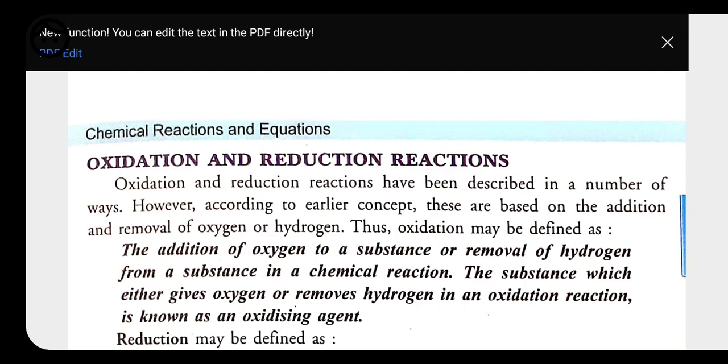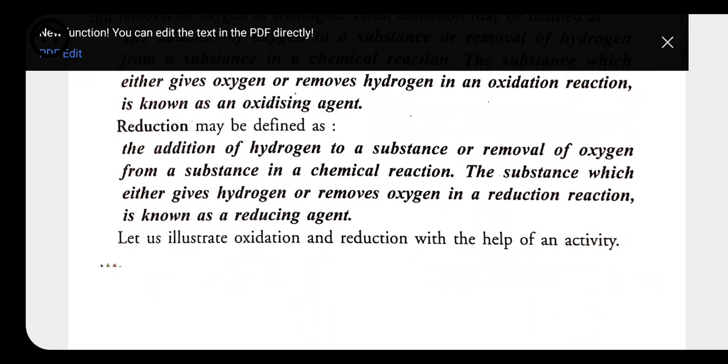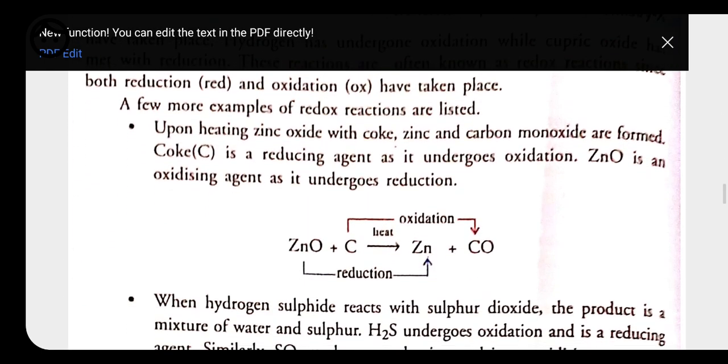So here, the substance which either gives oxygen or removes hydrogen in an oxidation reaction is called an oxidizing agent, which is going to lose its oxygen. See here, once again we are having some examples. Before that, we have to know about the reducing agent also. The substance which either gives hydrogen or removes oxygen in a reduction reaction is called a reducing agent. See here, we have an example in which zinc oxide combines with carbon.